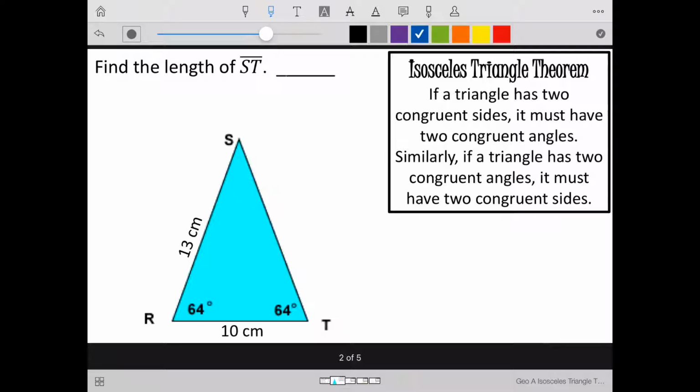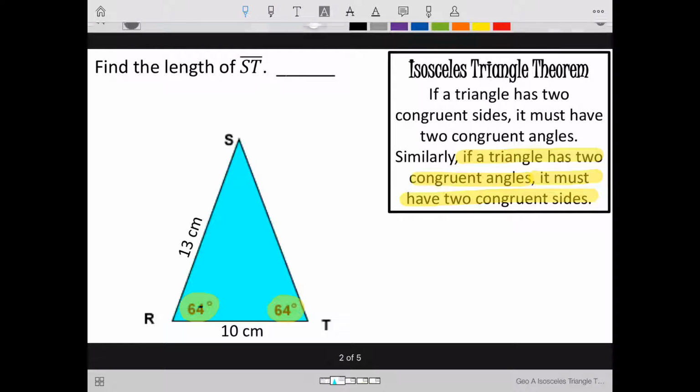We have a triangle. We want to find the length of ST. So ST is this side length over here. So let's look at what we know and keep in mind our Isosceles triangle theorem. Well, first, if we look at our angles, we have an angle measure of 64 and another angle measure of 64. So we have a triangle that has two congruent angles. So our theorem says it must also have two congruent sides.